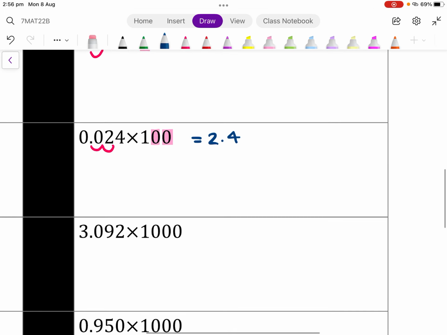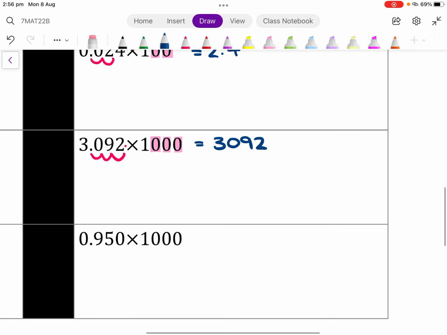Our next one, we have 3.092 times 1,000. Now there are 3 zeros in 1,000, so we want to move our decimal point 1, 2, 3 places to the right so that our answer is 3,092. And in our last one, we have 0.95 times 1,000. There are 3 zeros in 1,000, so we are moving our decimal point 1, 2, 3 places to the right so that our answer is 950.